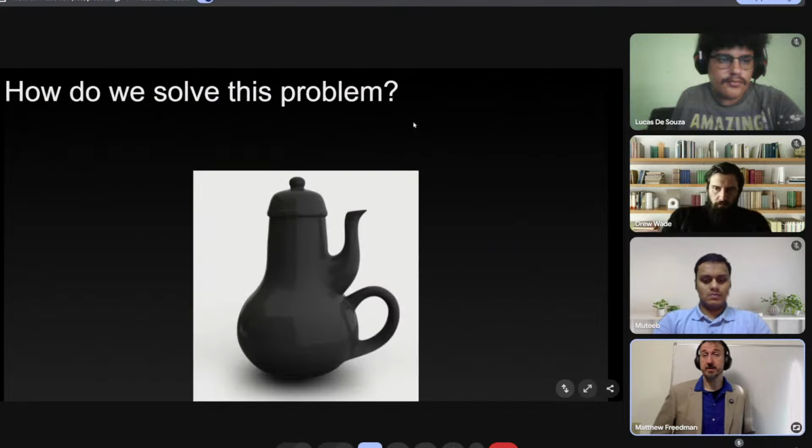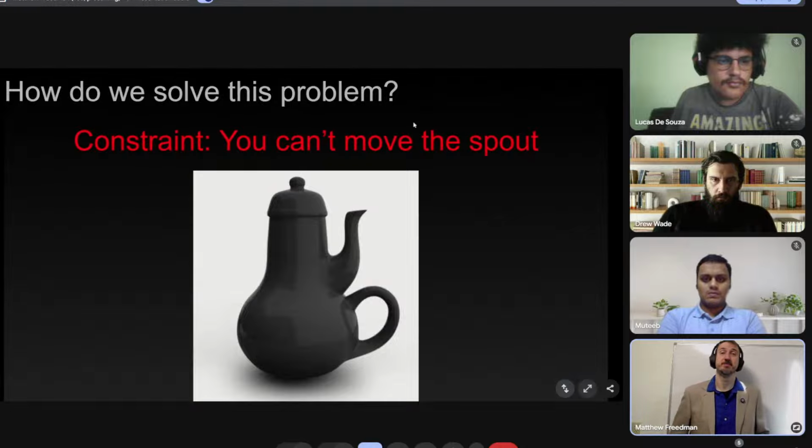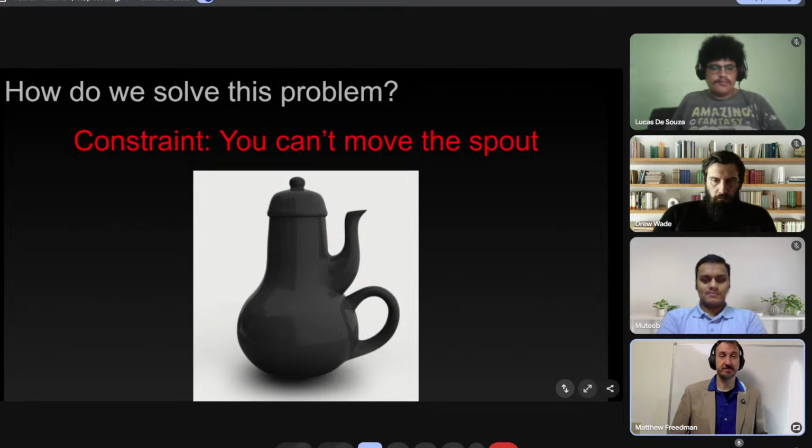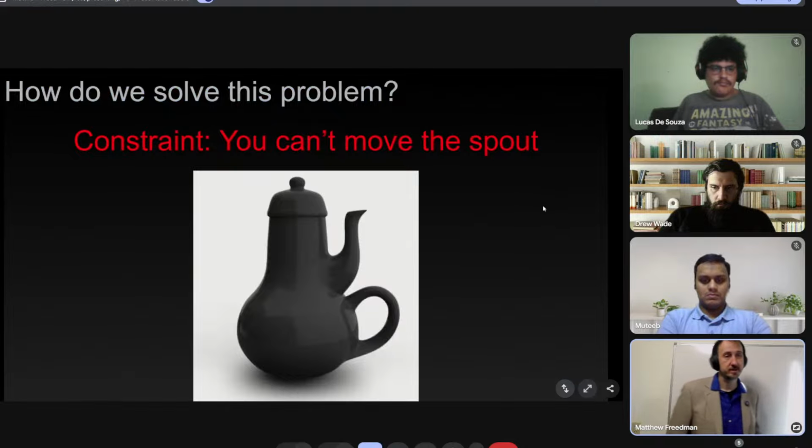Okay, so design for constraints. How do we solve this problem? We've got a constraint that we can't move the spout. In that case, we can just move the handle. But, okay, so volume is too low again. There we go. Okay. There we are. All right, sweet.